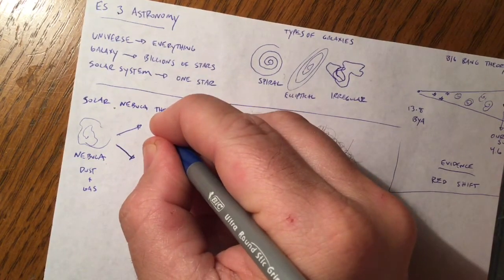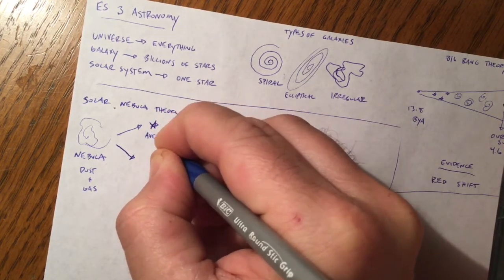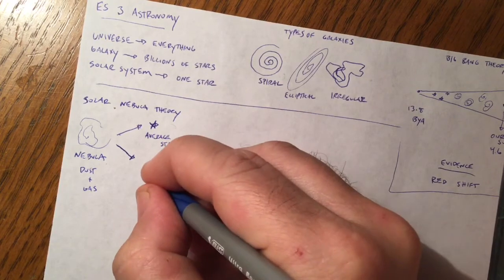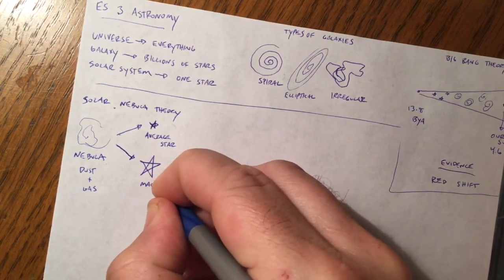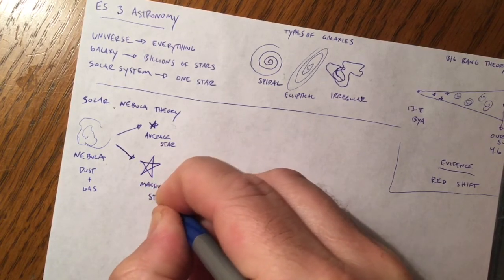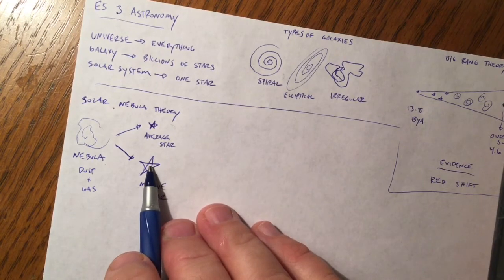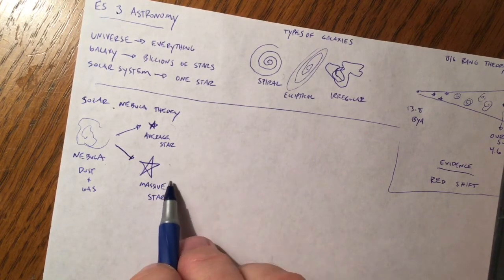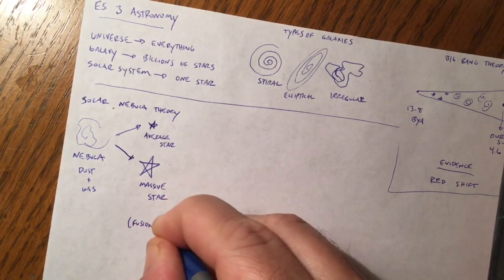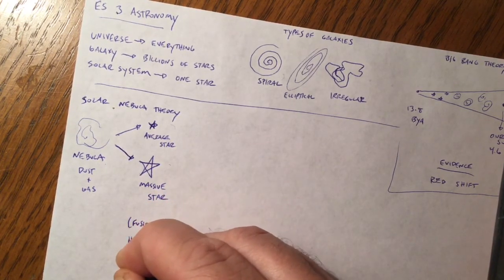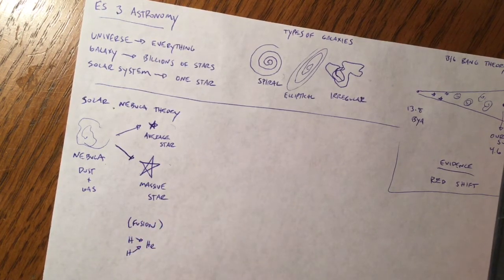For stars like our sun, we are average stars. Or it could be a larger star that we call a massive star. During this phase of their life cycle, stars are burning hydrogen fuel into helium in a process called fusion. Two hydrogen atoms turning into a helium atom.